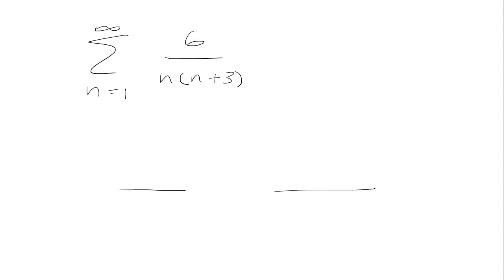Let's find the sum of the infinite series if possible. First sum is from n equals 1 to infinity, 6 over n times n plus 3. So this looks like it's a telescoping series. So the way to handle this is to break it up into two fractions. You should always break up the denominator, so one of the fractions is going to have n, the other one's going to be n plus 3.